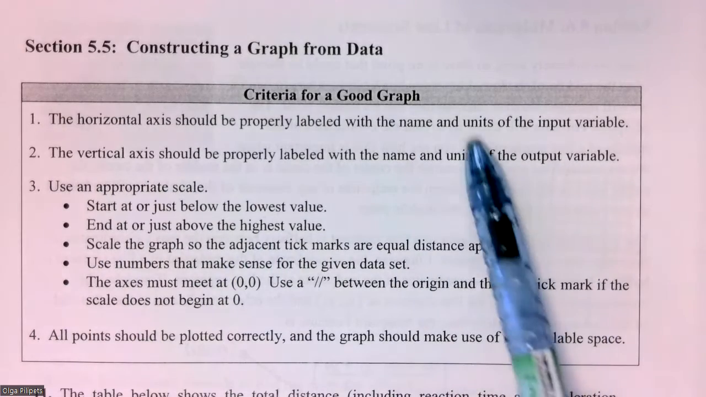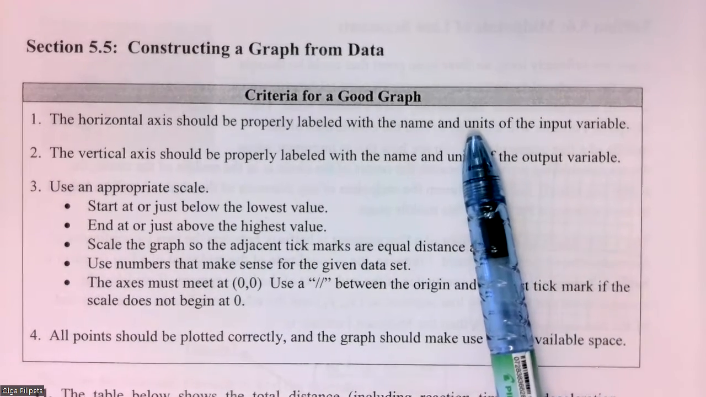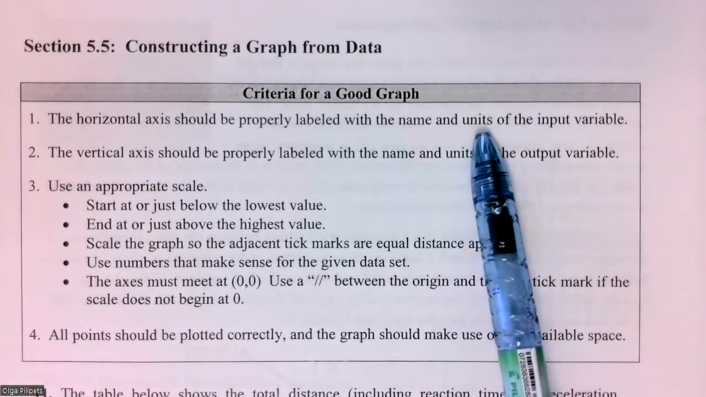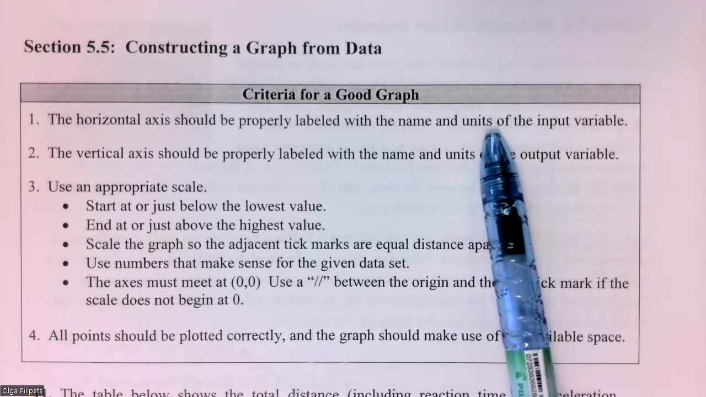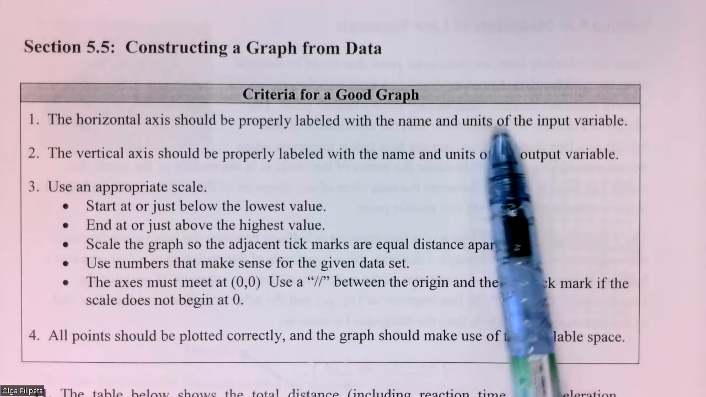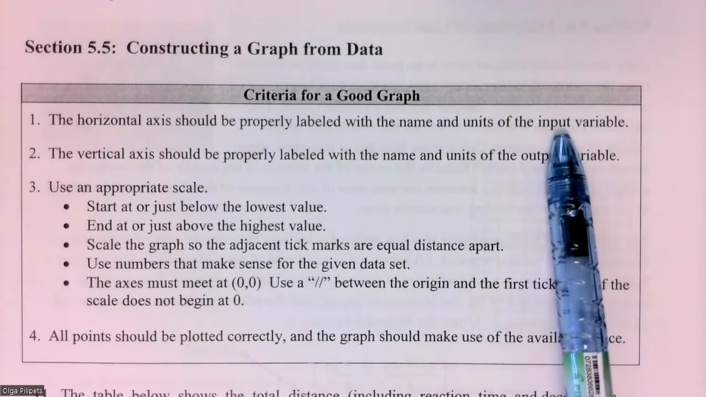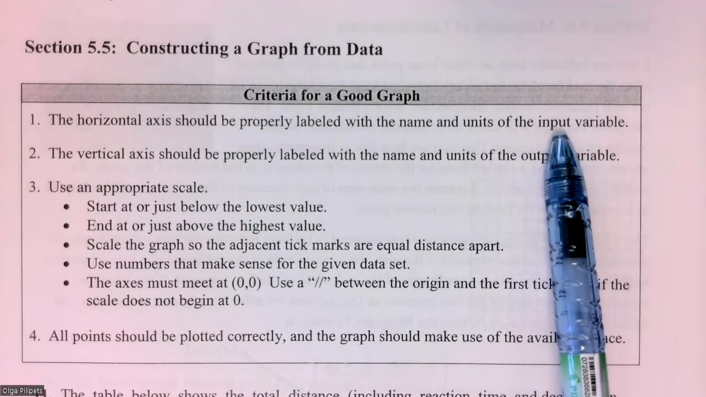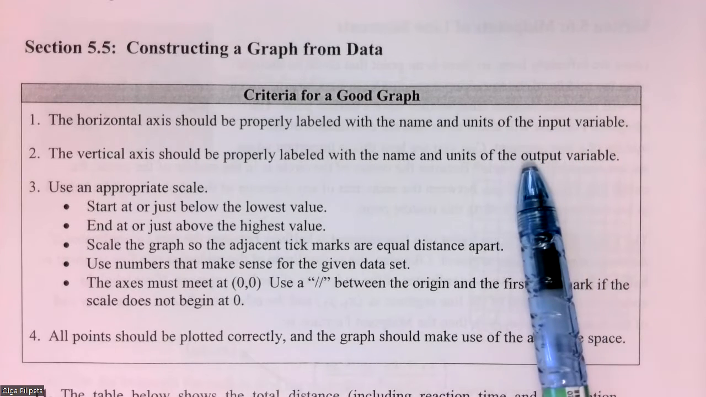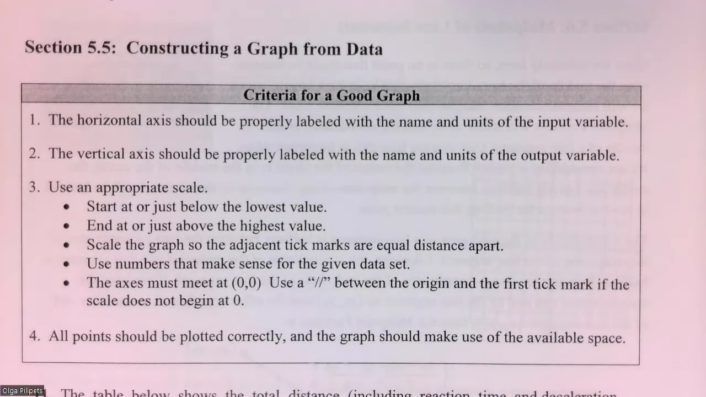So remember in the previous example, our input variable was time in seconds, and our output variable was height from the ground in feet. So the units were seconds for the input variable and feet for the output variable.